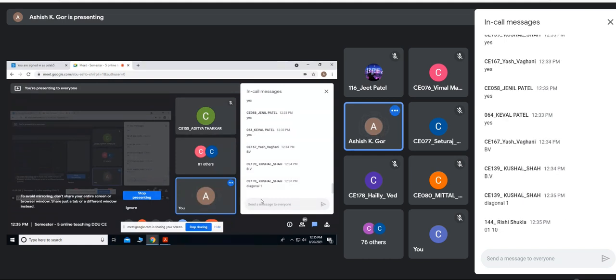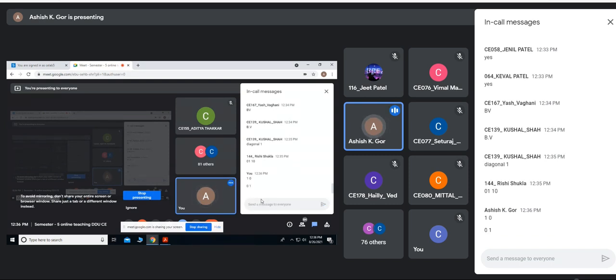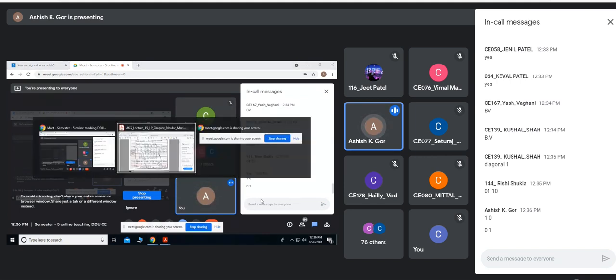Yes, diagonal one, very correct. Yes, Rishi, but generally I think we use 1, 0 in the first row and 0, 1 in the second row that way. But yes, you can interchange the rows and that way also is correct. Okay, so this is the identity matrix.